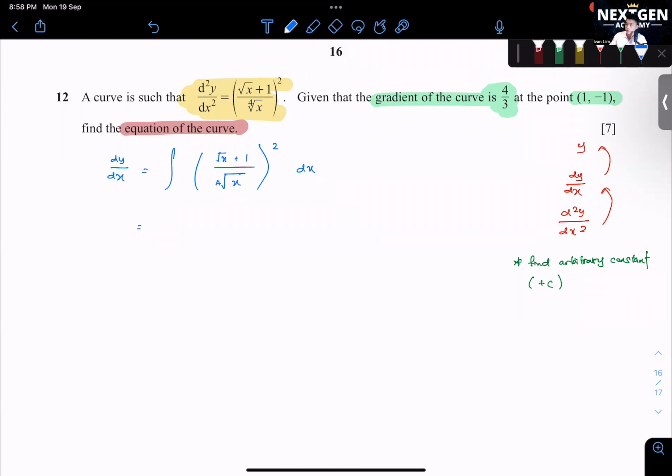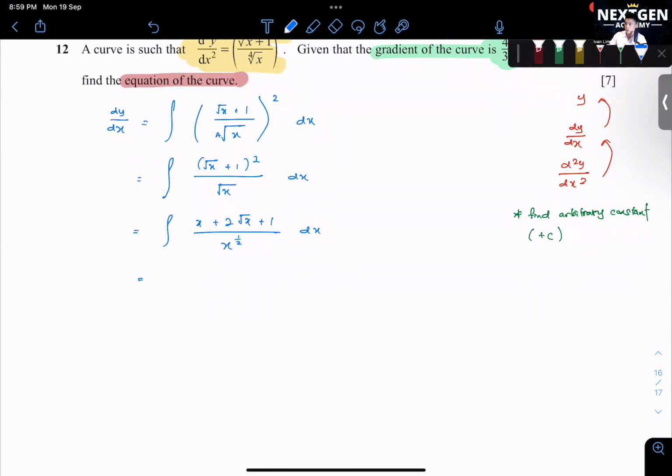Okay, you want to simplify this first. Okay, let's see how can we simplify it. Square root x plus 1 square over square root x. Okay, your fourth root can become square root dx. On top here, you'll get integrate x plus 2 square root x plus 1 over, you can change it to x to the power 1 over 2. Easier for you to simplify.